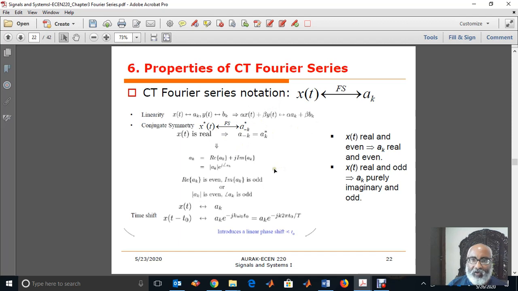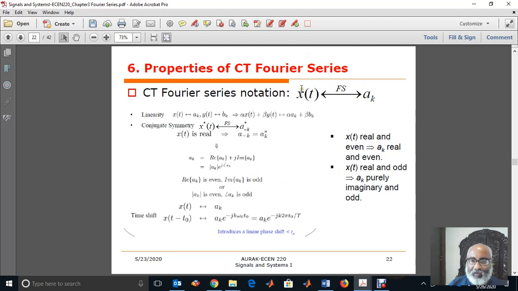And also, the properties are useful, for example, to find some parameters, like the power, the energy of signals. For example, instead of doing it in time domain, we can use the frequency domain. So let's see some of the properties.